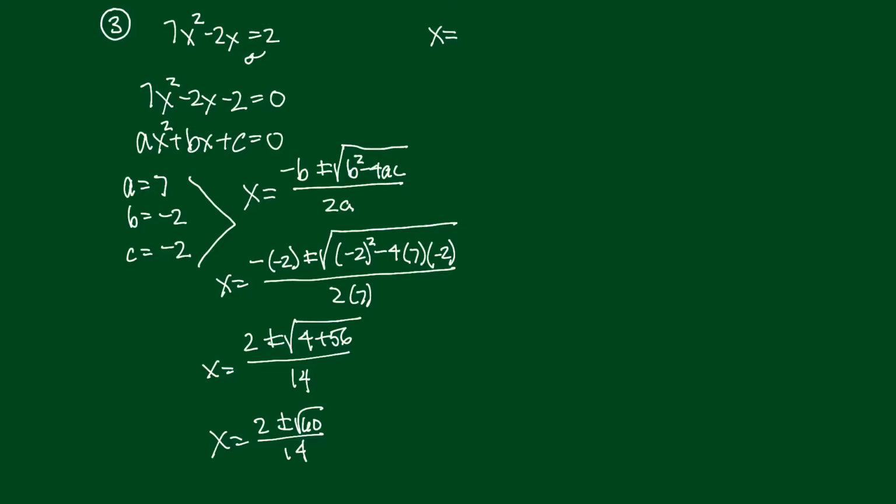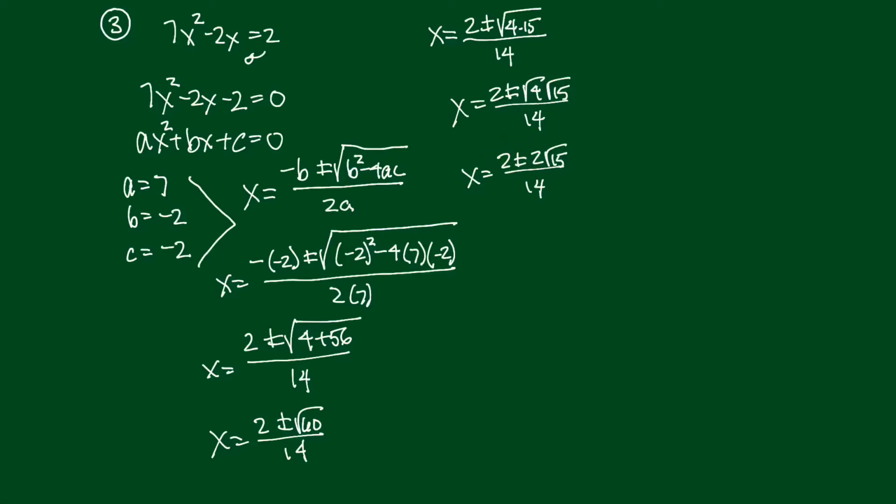x equals 2 plus or minus the square root of 4 times 15 all over 14. We'll get x equals 2 plus or minus square root of 4, square root of 15 over 14. x is 2 plus or minus square root of 4 is 2, square root of 15 over 14. And now I notice that these two terms in the top both have a 2 in common. Let's factor that 2 out.